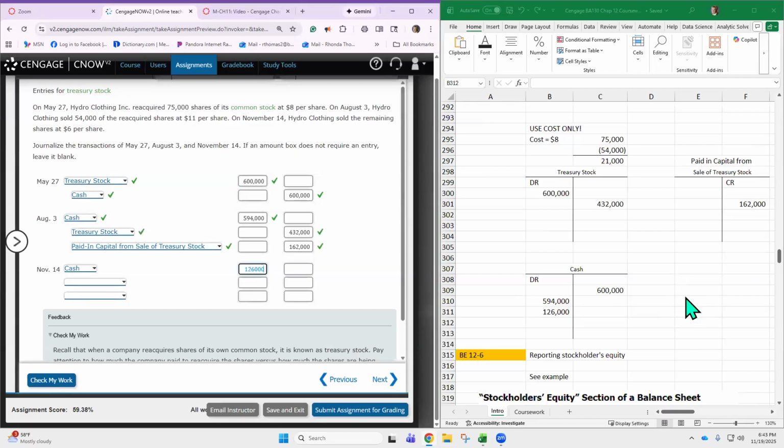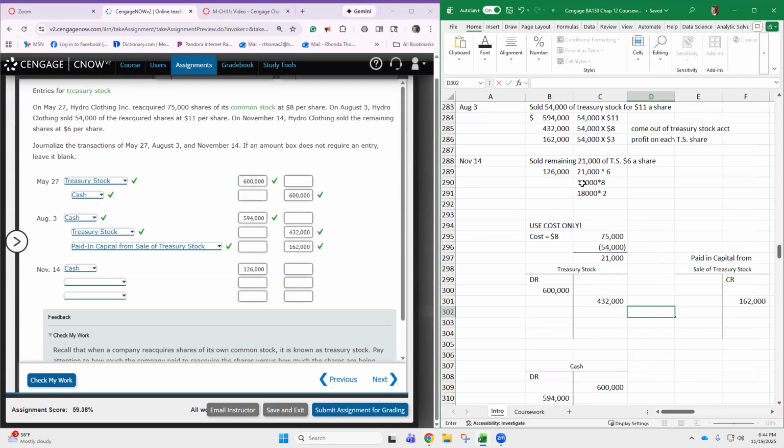Thanks for coming in. And then we're going to back out the remaining shares, right? But we got to back it out at its cost. So that's going to be the 21,000 shares times 8. Let's do math here. Equals 21,000 times 8. So that's 168,000 as a credit, right? I'm going to put that credit down here, 168,000 coming out of treasury stock.